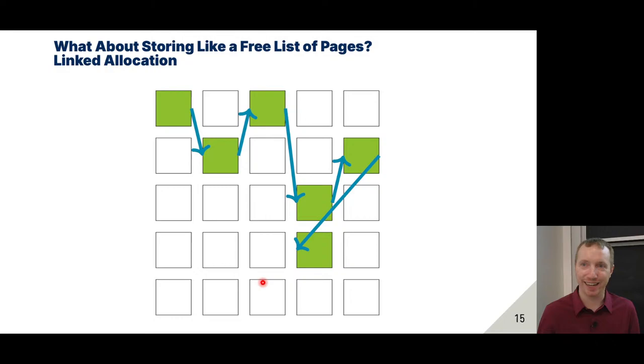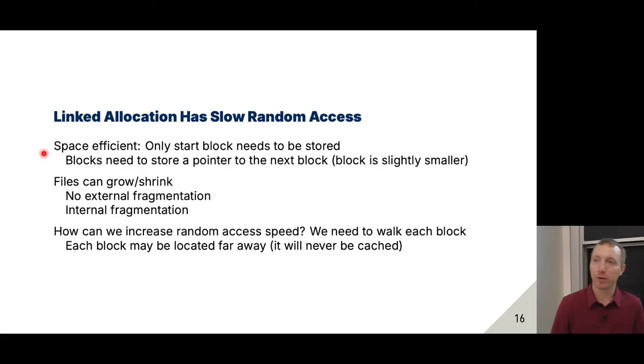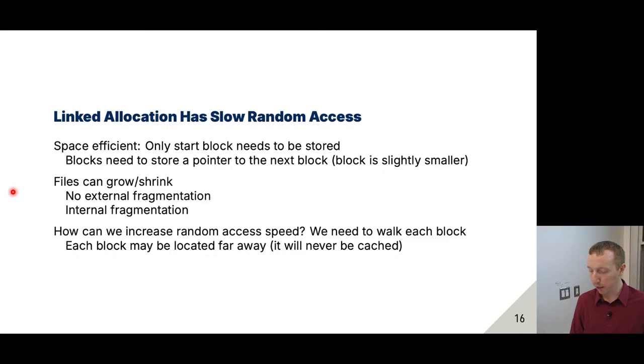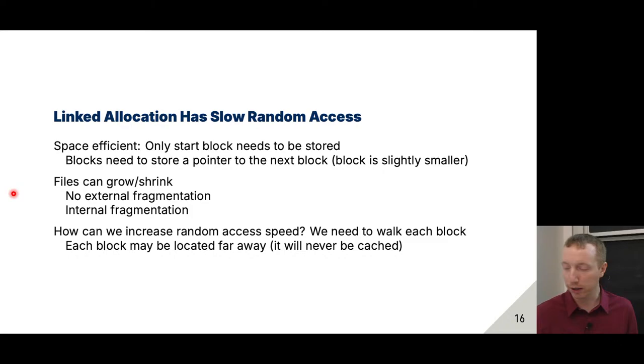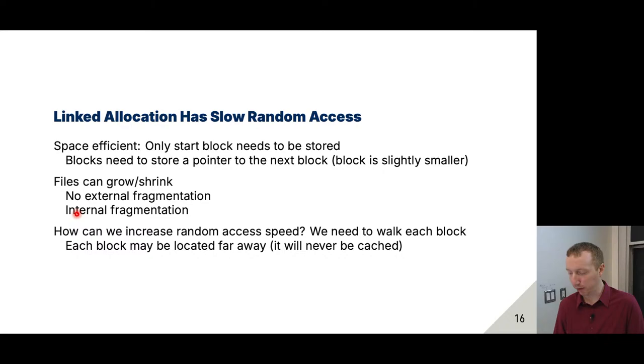So pros, space efficient. To describe a file, you just need to tell me what block starts the file and then I can follow pointers. Files can grow and shrink. There's no external fragmentation. I can use one block as good as any other block. No risk of wasting a block. With file systems, we just accept internal fragmentation, so not using the full contents of a block. But now we have really bad random access speed. We need to walk each block, and each block might be far away on disk. So loading a block might take a lot of time.